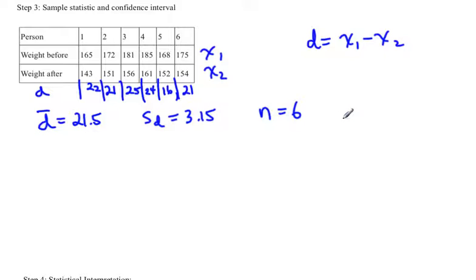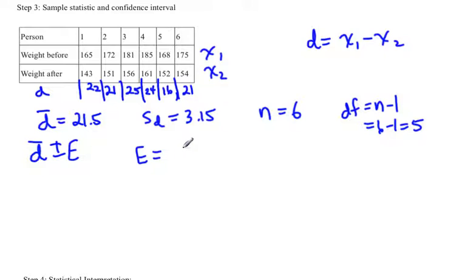In a t-test, you do need to care about the degrees of freedom. In this case, the degrees of freedom is n minus 1. So in this case, our degrees of freedom would be 5. We'll use that in a moment. The formula for a confidence interval is d bar plus or minus E. For a paired interval, that E is actually t sub c times s sub d over the square root of n.